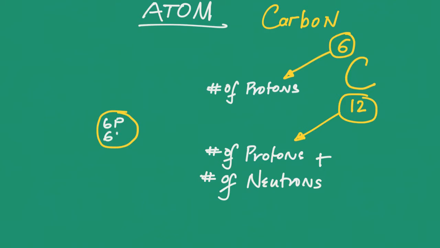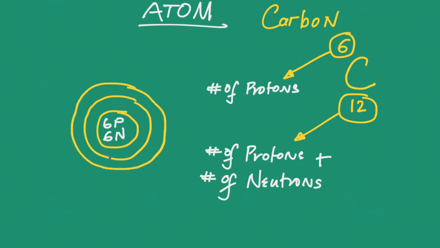The protons and neutrons are in the nucleus, 6 protons and 6 neutrons, and the 6 electrons are located in the shells. The first shell can only hold up to 2 electrons, and so the remaining 4 electrons are in the second shell. And the nucleus contains the weight of the atom because the protons and neutrons are much heavier than the electrons, which are in the shells.